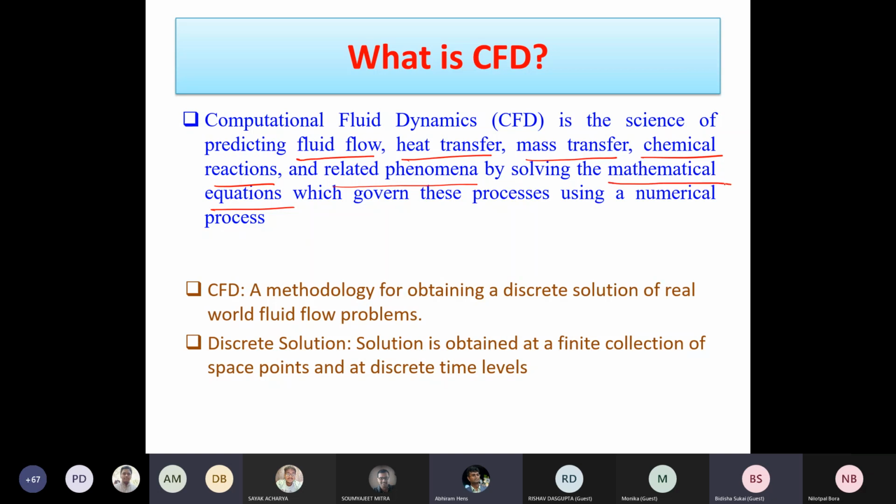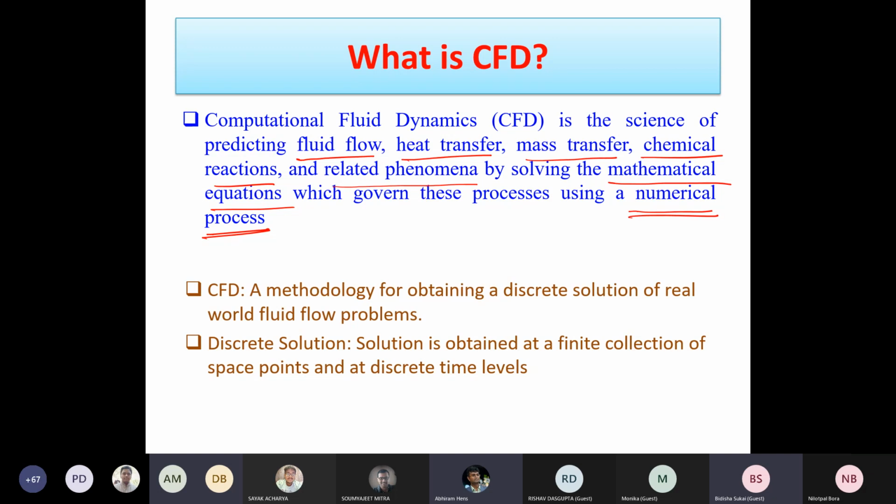Mathematical equation means governing equations, so that we generally generate by our concept of conservation laws. Okay, and which will govern this process using a numerical process. Okay, so numerical process is the backbone for these techniques. Okay, so this is general definition. Then it can be also casted in this way, that it is a methodology for obtaining a discrete solution of real world fluid flow problems. Okay, so this is a discrete problem.